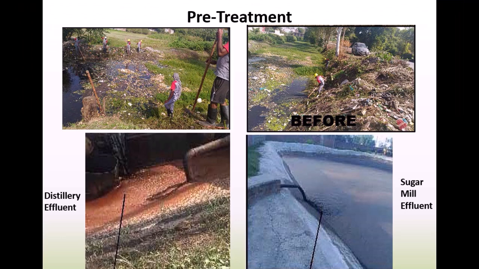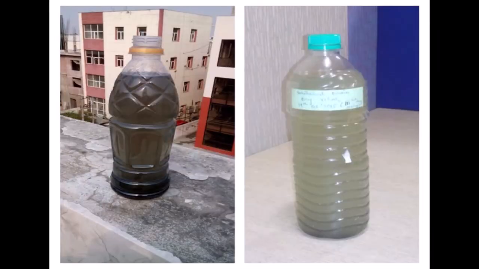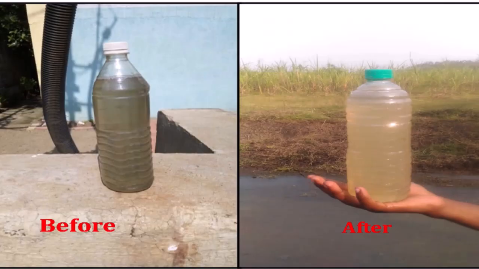This is a location where the sugar mill effluents were released into a water body and the water quality was extremely poor. But on the bottom right, you can see how the clarity of the water has improved. These are the before and after water samples. Evidently, the treatment has worked.